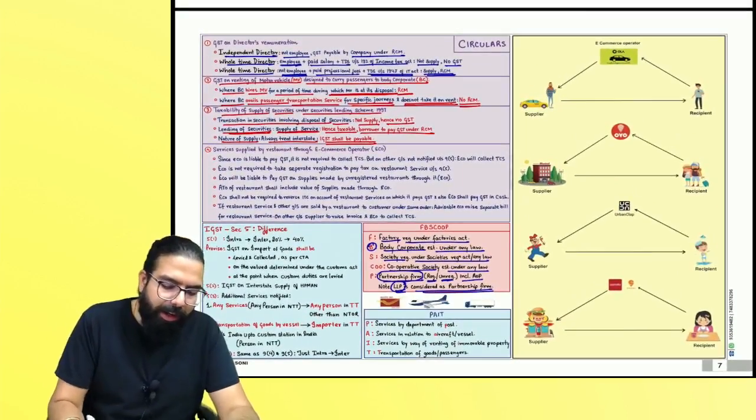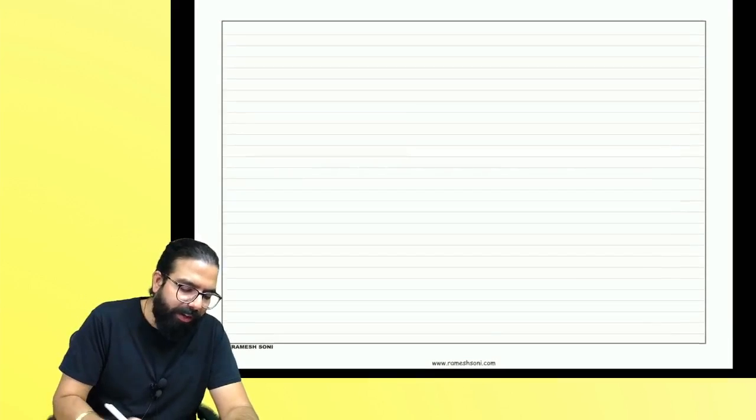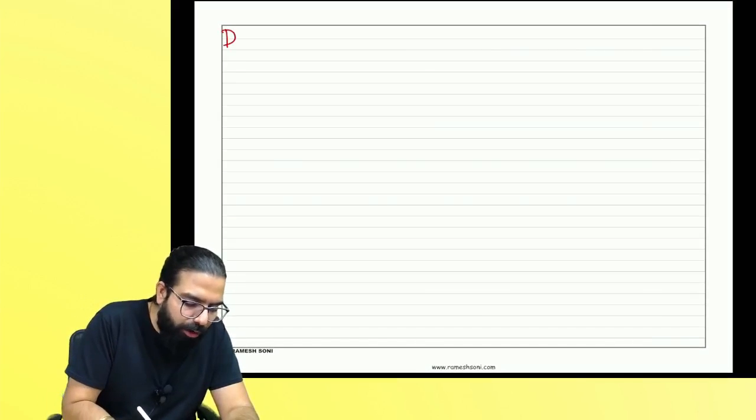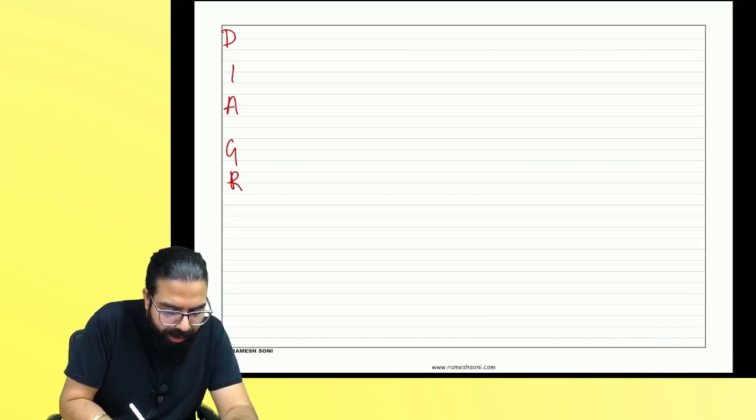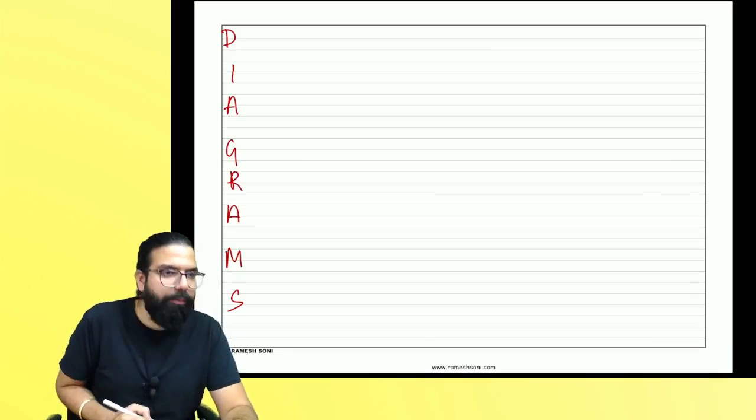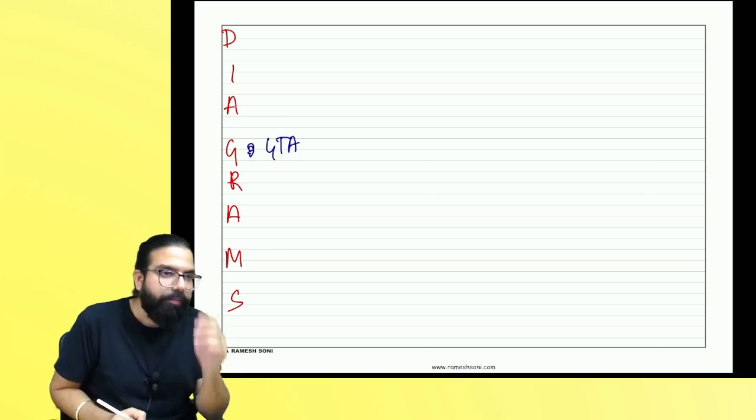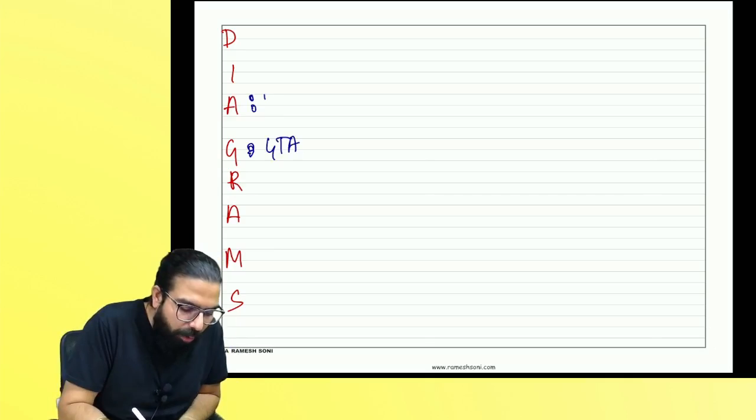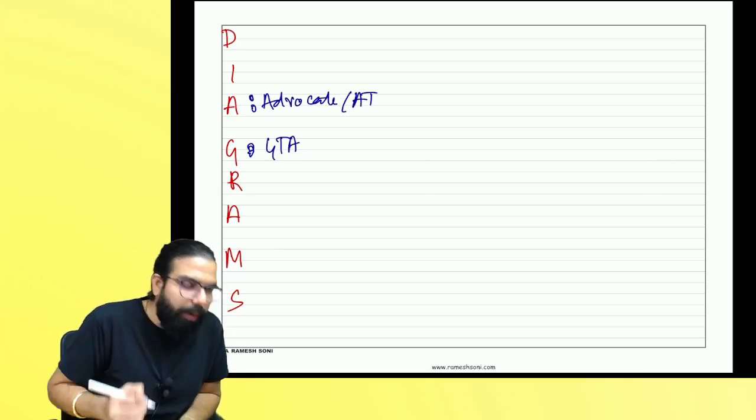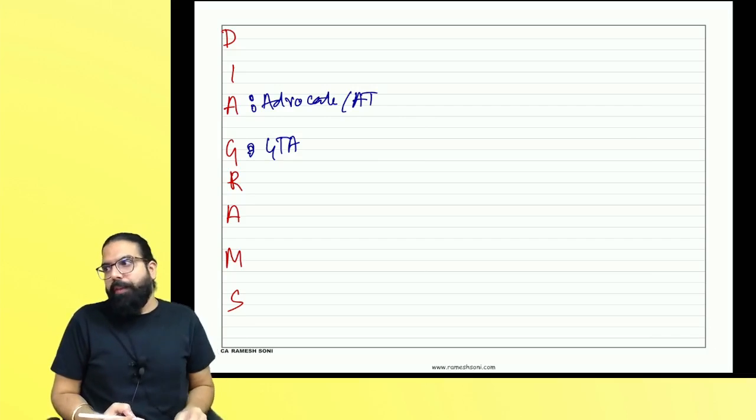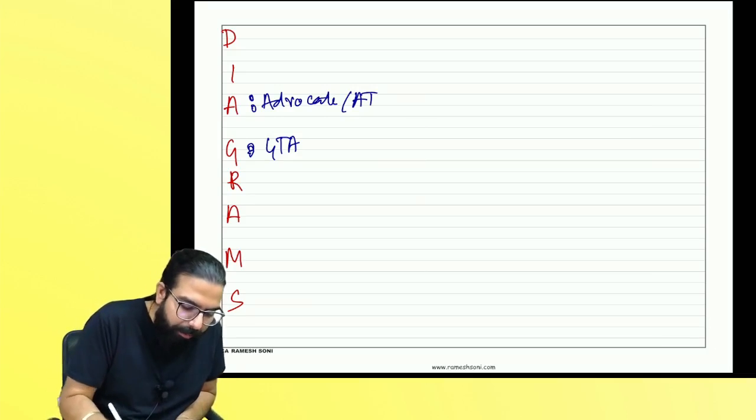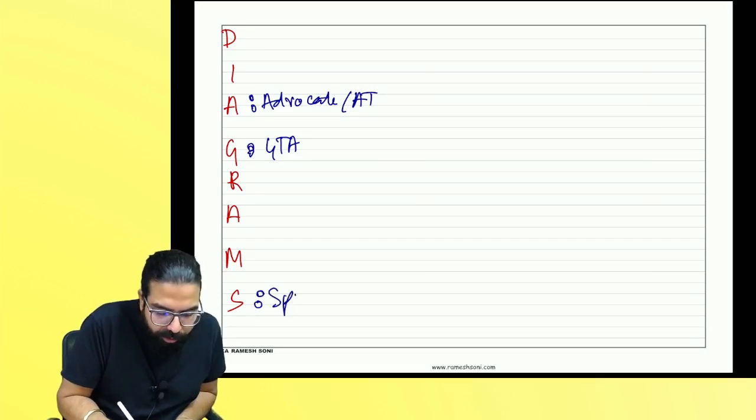Can you tell me what are the various services on which reverse charge mechanism is applicable? I told you the mnemonic DIA, GRA, MS, diagrams. You have to remember diagrams, everyone. The first service is the GTA service. Correct, everyone? G for GTA. The second one is advocate services or arbitral tribunal services. The third one over here, sir, arbitral tribunal done, S for sponsorship service. Do you guys agree with me?